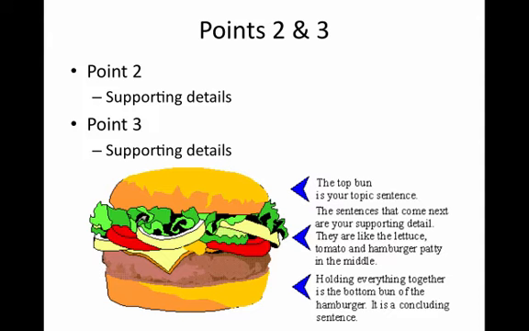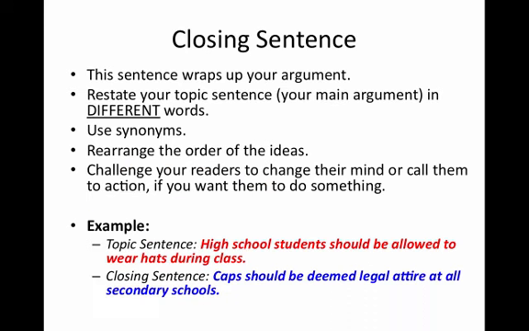And then, of course, on the bottom, you have your closing sentence, which we haven't talked about yet, but that's what holds everything together. You can't just leave your paragraph open-ended. You have to wrap it up with the final thought. So, the closing sentence wraps up your argument. You restate your topic sentence, which again is your main argument, in different words. Use synonyms, rearrange the order of the ideas, and challenge your readers to change their mind or call them to action if you want them to do something.